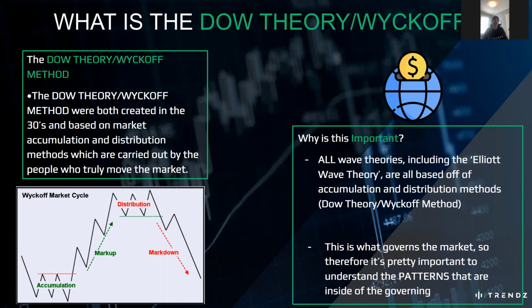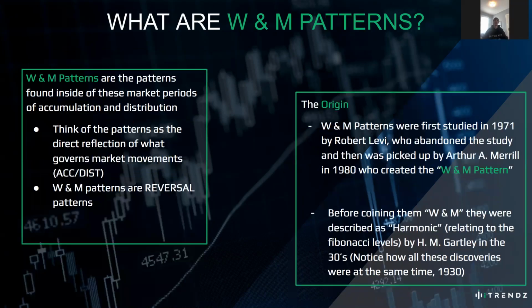All wave theories are actually based off of accumulation and distribution periods. Your Elliott wave, your 5-point wave, or the XABCD wave, those are all based off of accumulation and distribution methods. So it's really helpful to understand what those periods and methods actually look like. That's why we're talking about the Dow and Wyckoff method.